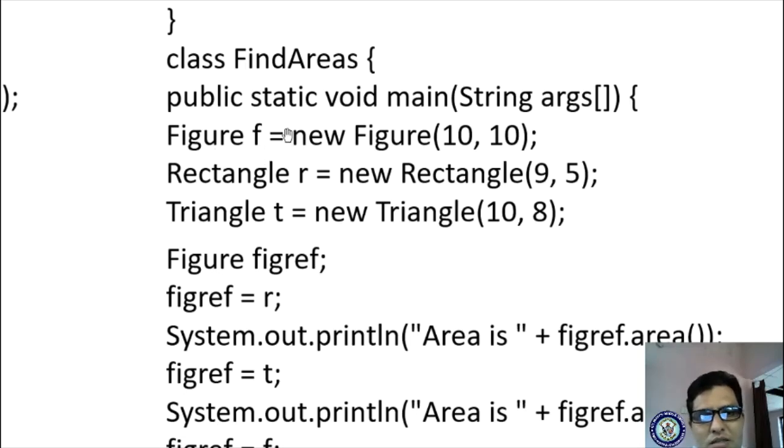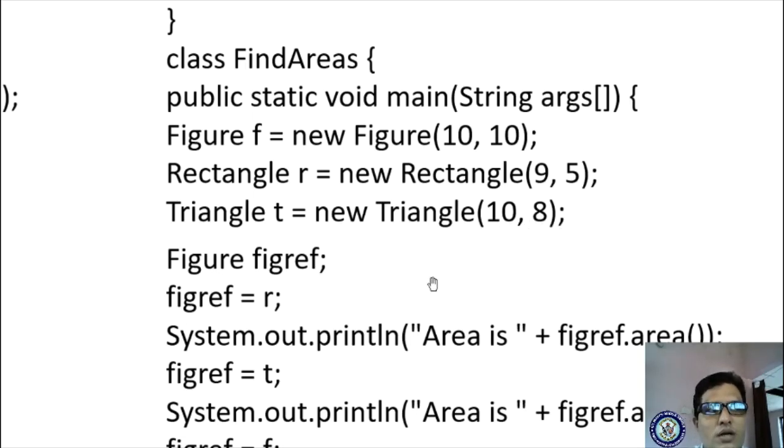So in the Figure class, the constructor exists, and that constructor will automatically initialize double a, double b with 10, 10. And Rectangle r consists of a constructor, 9, 5, which replaces the Figure constructor. And for Triangle t, you are creating the object and supplying the parameters, then the Triangle constructor is initialized.